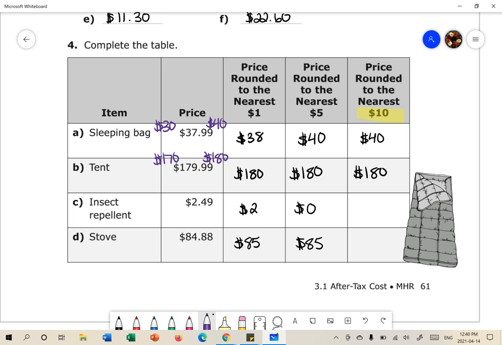Next, $2.49. Is that closer to $0 or $10? It's much closer to $0. And then $84.88. Is that closer to $80 or $90? It's closer to $80.